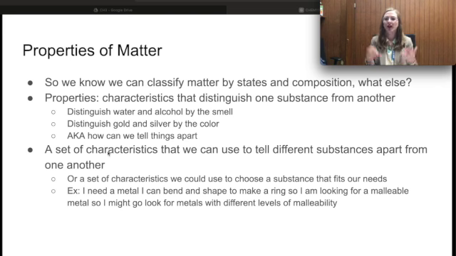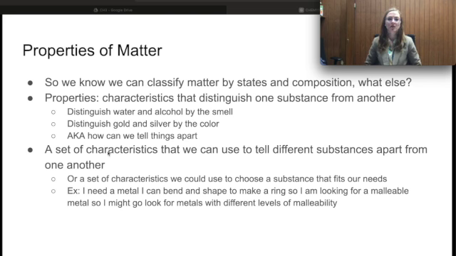For example, if I had a glass of water and a glass of alcohol, if I smelled them, I'd know which one was the alcohol right away. You know, you could feel it burn a little in your nose, basically. So when we're looking at metals, for example, we're able to distinguish gold and silver by their color. So properties are kind of how we can tell different pieces of matter apart.